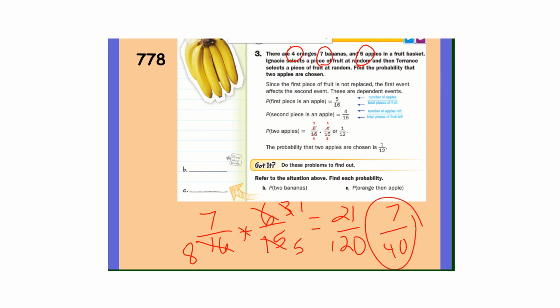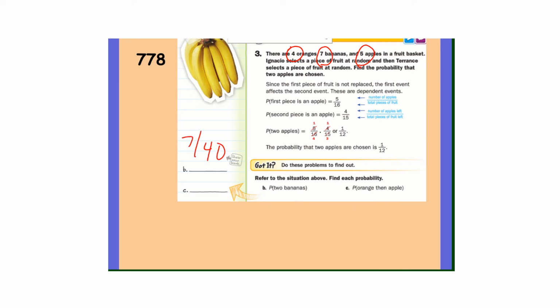Part C now. 16 pieces of fruit. 15 pieces of fruit. How many oranges are there? 4. How many apples are there? 5. Reduce your fractions, and you get 1/12.